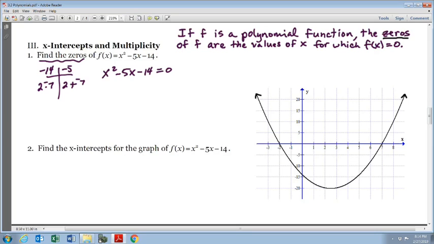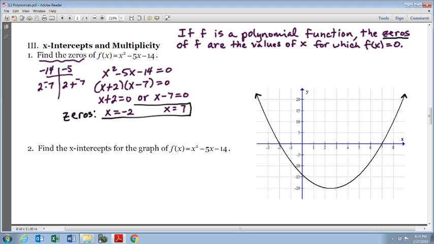Now this is a 1x squared, and so we can use the shortcut here and just plug in these numbers with x. And so we have x plus 2 times x minus 7 equal to 0. The next step is to set each of our factors equal to 0. And when we solve, we get negative 2 and 7. So these are our zeros, negative 2 and 7. f of 7 is 0, and f of negative 2 is 0.